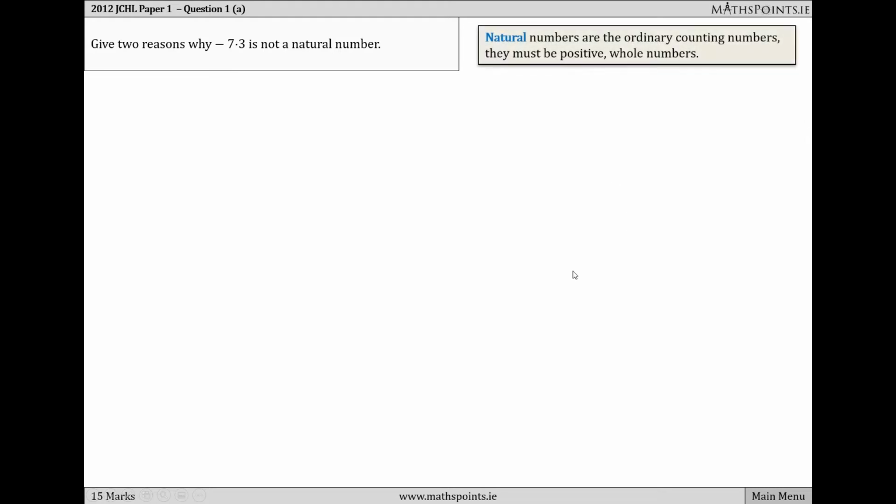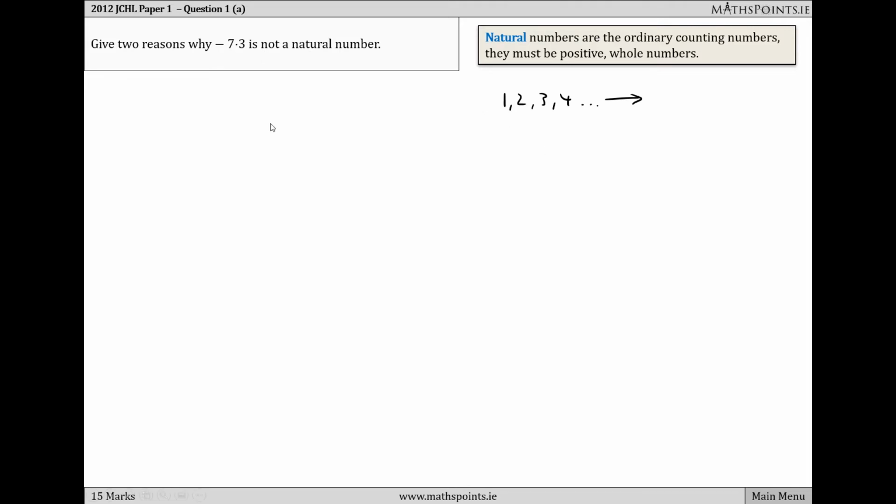So what's a natural number? Well, natural numbers are the ordinary counting numbers. They must be positive whole numbers. So we're talking about the numbers 1, 2, 3, 4, etc. all the way to infinity. Note that we don't count 0 as a natural number.